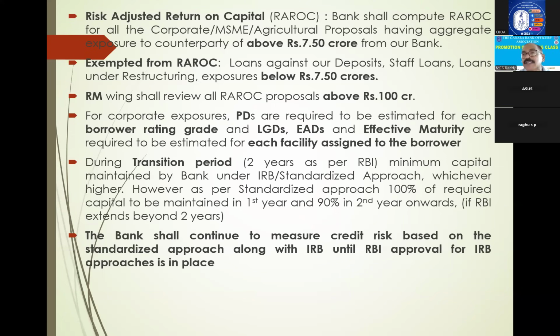Second year, 90% of this 1 lakh, that means 90,000 crores you keep next year, till you completely migrate to 80,000 crores under IRB. So while stepping down, don't jump from top to bottom. You go step by step. This is what Reserve Bank is telling, right? The bank shall continue to measure credit risk based on the standardized approach along with IRB until IRB approval from Reserve Bank is there and the IRB approach is in place.